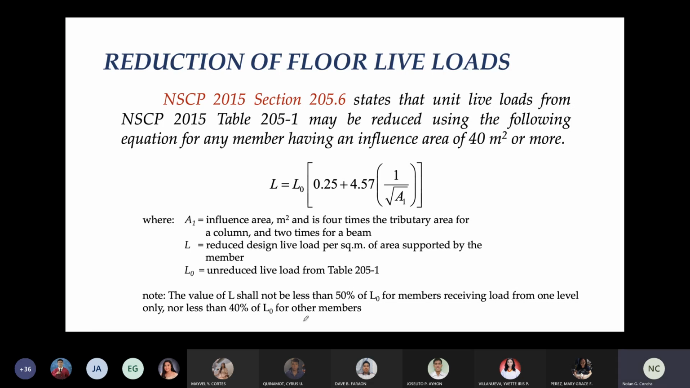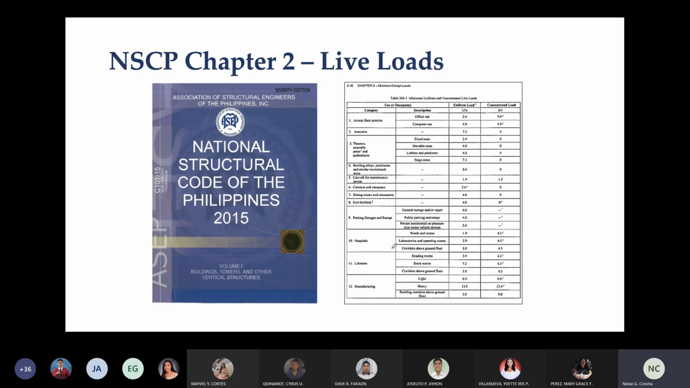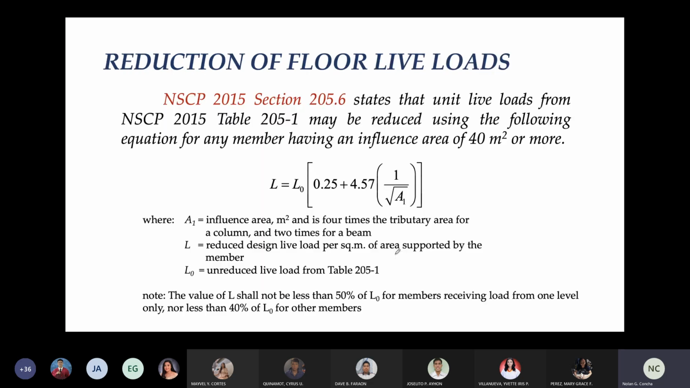Nor less than 40% for other members. So ang kailangan lang naman natin sa formula, of course, L0, yun yung unreduced live load na nanggaling sa table. Halimbawa, office ka, 2.4. So that is your L0. Galing sa table yun dito. Kung residential ka, 1.9. Yun yung unreduced. Pero pwede daw natin yun i-reduce by a certain factor.